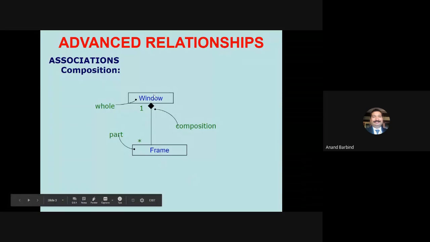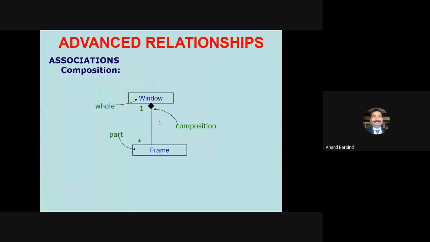Okay. For example, here windows and frames. On the window there are frames. So if you destroy a window, or remove or delete the window, the frame on that particular window also will be removed. Okay, so this is the composition relationship between the two classes. So like that you can have composition relationships.